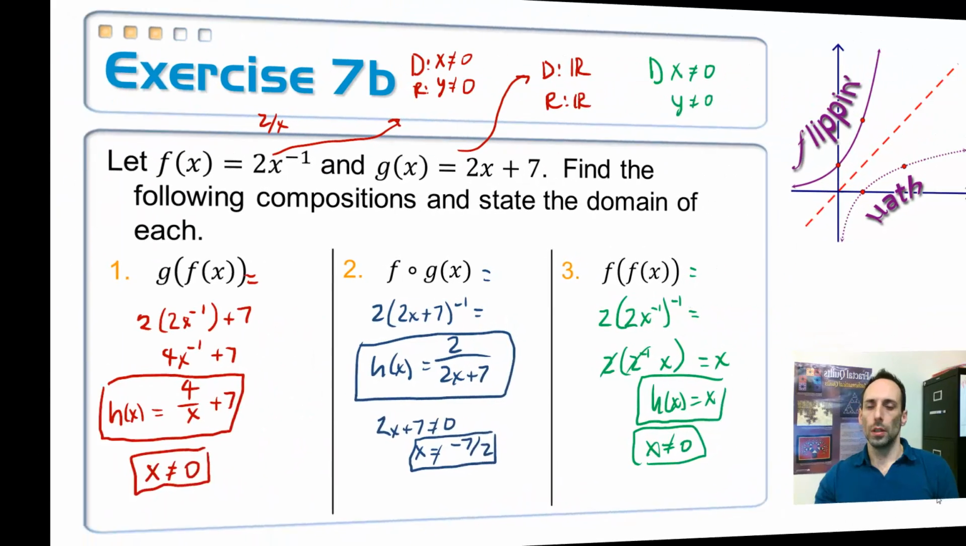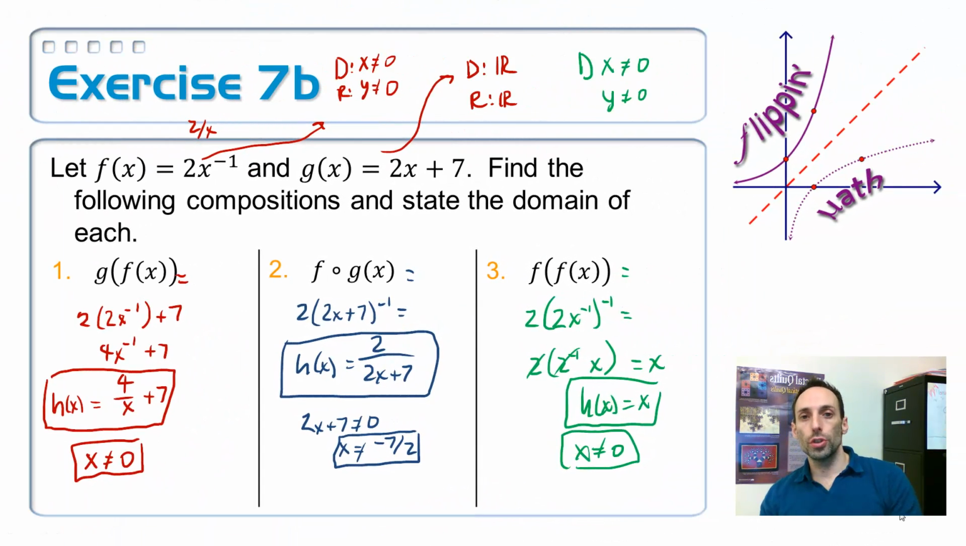Okay, and on number 2, here I'm reversing the order essentially. G of x is the interior function, and it's going to go inside of x into the f of x function. Whenever I simplify, I get 2 divided by 2x plus 7. And so as far as what is the domain, here's the interior function's domain, which is all real numbers. That's what I want it to be, as long as its range, which is also all real numbers, is completely within the domain of the exterior function.